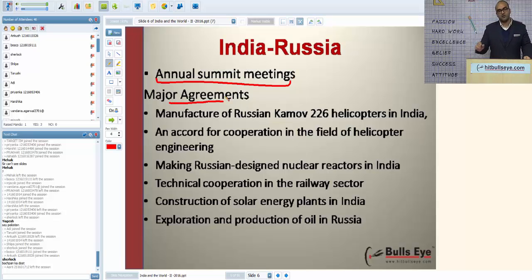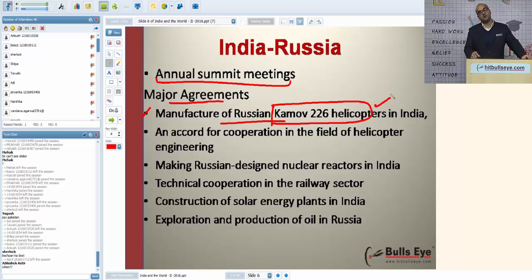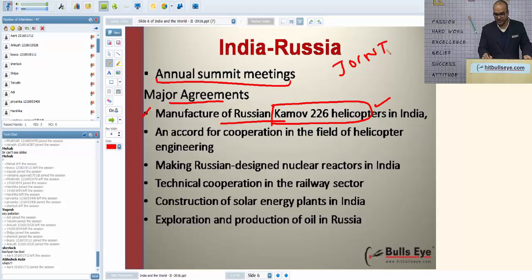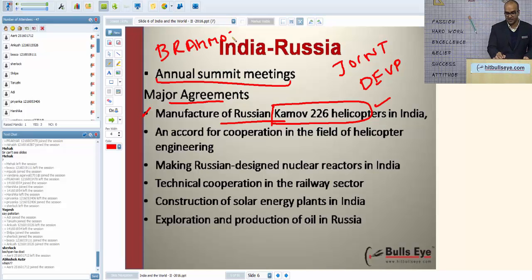And in the recent visit of our prime minister to Russia, we agreed to manufacture Russian Kamov 226 helicopters in India. One distinct feature of the Indo-Russia relationship is that Russia is always keen on transferring its defense technologies to India and always promotes joint development of defense equipment. One major example is the BrahMos missile. This was a Russian missile which Russia agreed to produce in India, teaching Indian engineers and scientists how to produce it, right? This is a very successful example.